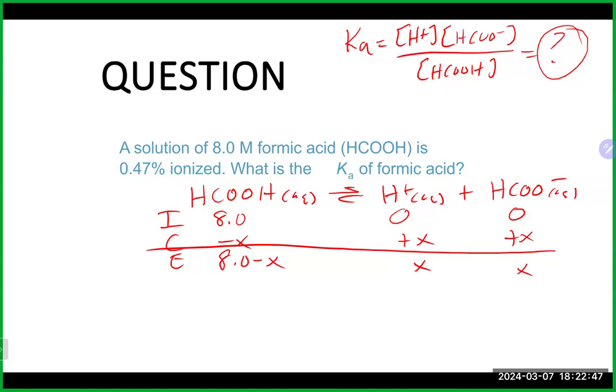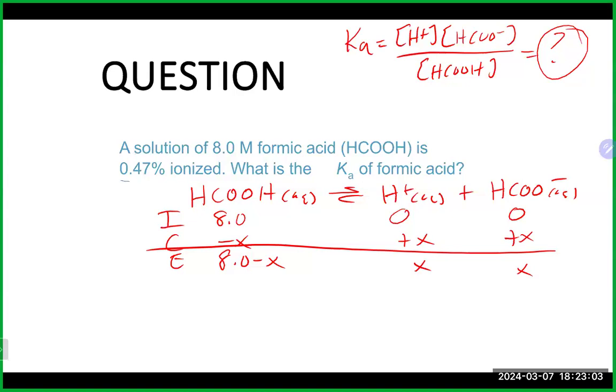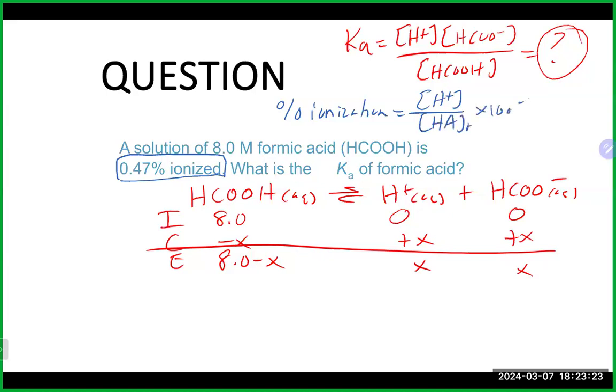And that equals, I don't know, because that's what we're trying to find. So normally at this point, we would take our equilibrium line and toss it in there, and we would solve for X. But in this particular case, we can't do that because we are trying to find the Ka value. So this is where the other piece of information in this problem is important. We do have the percent ionization of this acid, which is 0.47%. And we know that the percent ionization is equal to the H plus concentration divided by the initial concentration of the acid times 100%.